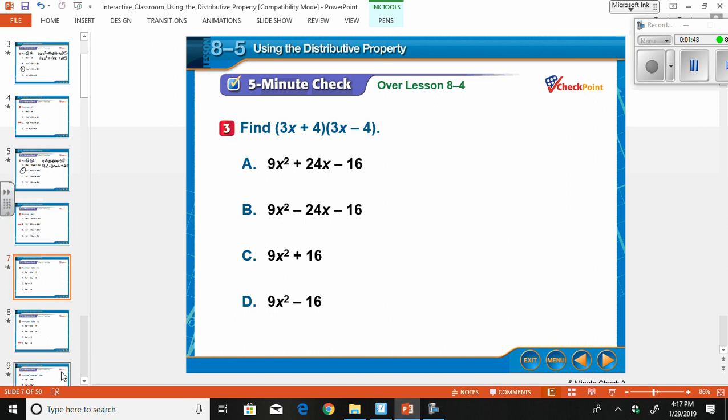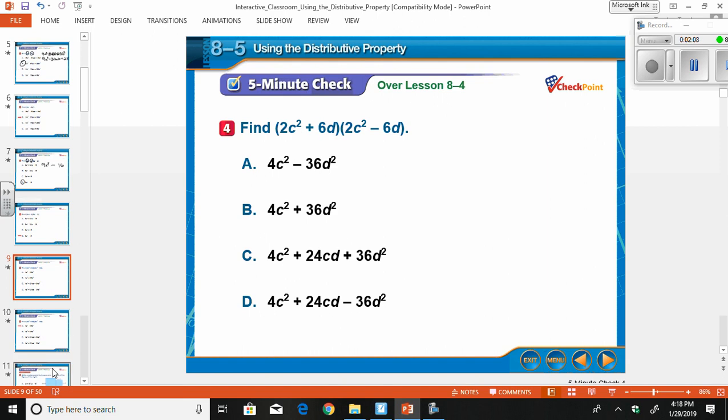Now we have the beginning and the end are the same, but we have a plus and a minus in the middle. So we square the a, 9x squared. We square the b, we get 16. And plus and minus, we get a minus in the middle. So 9x squared minus 16, which is d.